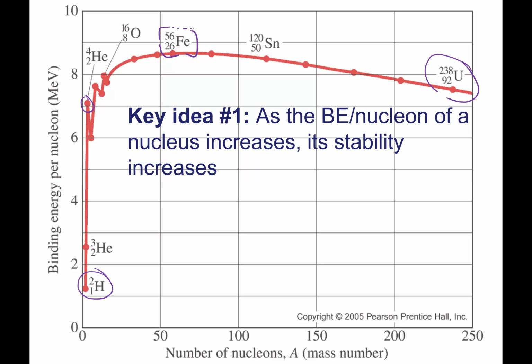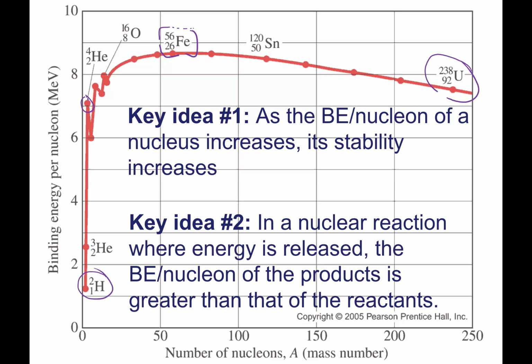One of the least stable nuclei you can see there is basically deuterium, because its binding energy per nucleon is really low. The second key idea is that in a nuclear reaction where energy is released, the binding energy per nucleon of the products is greater than that of the reactants.